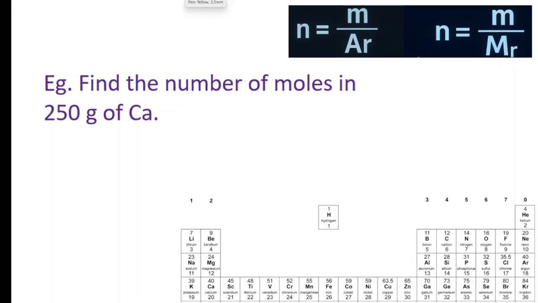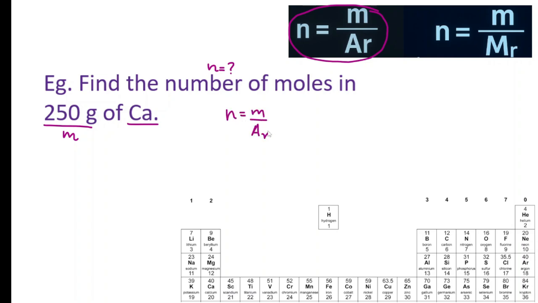Find the number of moles in 250 grams of calcium. Now, we know the mass in grams, 250, and the question is to find the number of moles. Calcium is an element, so we always go with the Ar formula. We're going to use this one here. Let's write this down: n is equal to m over Ar.